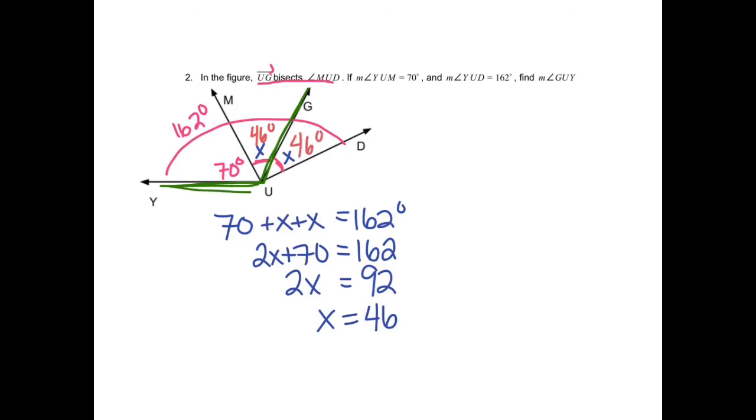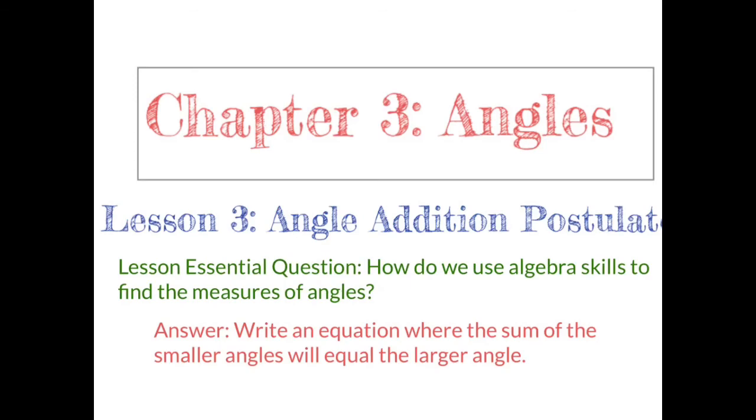So if I want angle GUY, all I have to do is add 70 plus 46 to get the measure of angle GUY equals 116 degrees. So this concludes the video lesson for lesson 3 from chapter 3. And the answer to using our algebra skills to find measures of angles is to write an equation where the sum of the smaller angles will equal the larger one using the angle addition postulate.